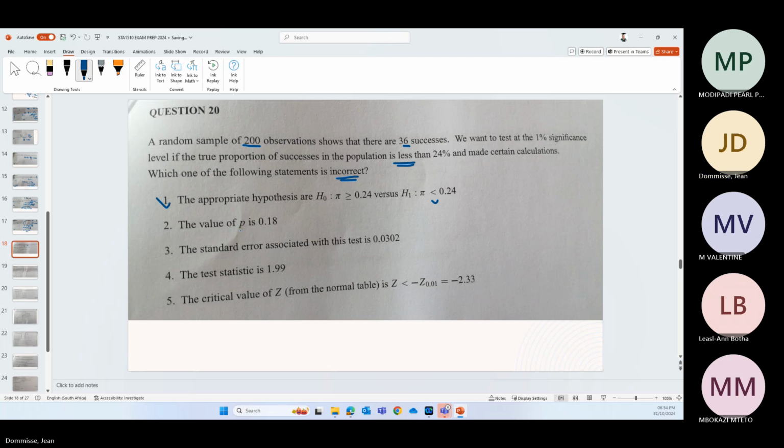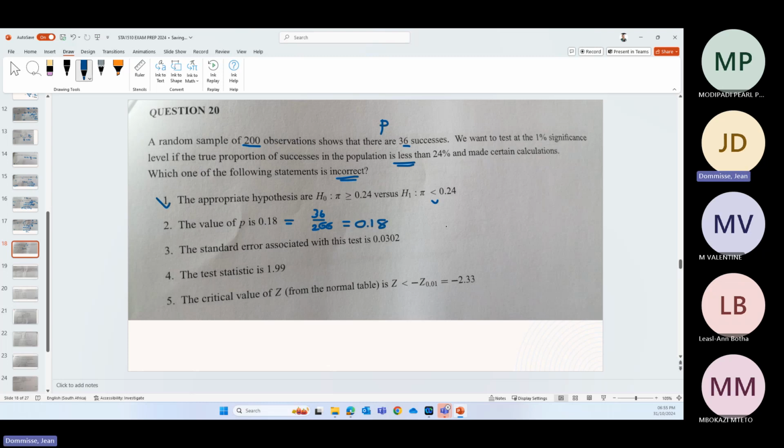P-value, the value of P is 0, okay. So that is the 36 divided by 200 and not the p-value. So that's the p as in the proportion. So that is 36 divided by 200, which is 0.18.